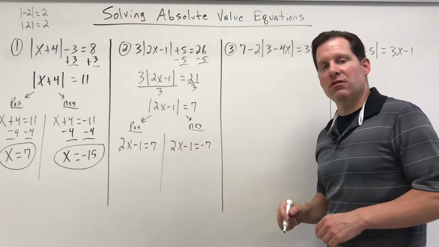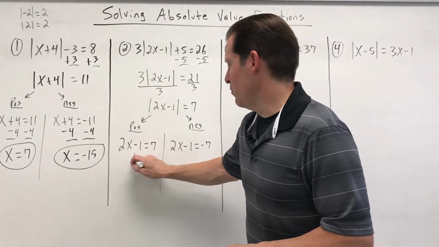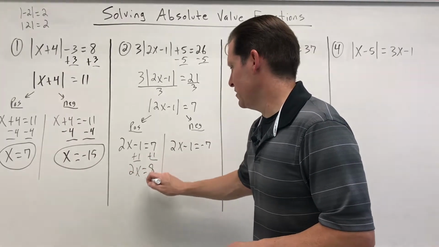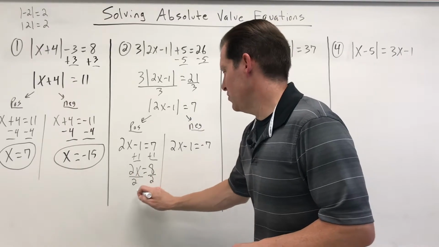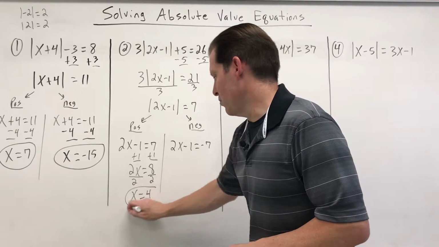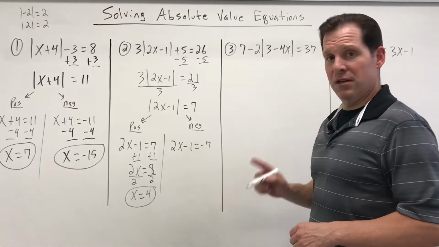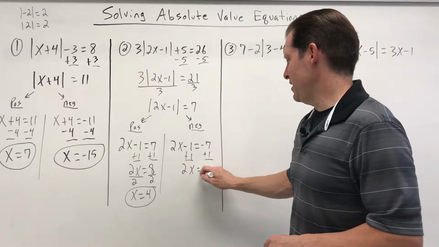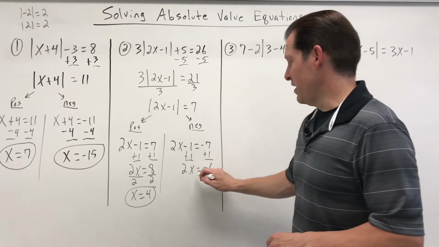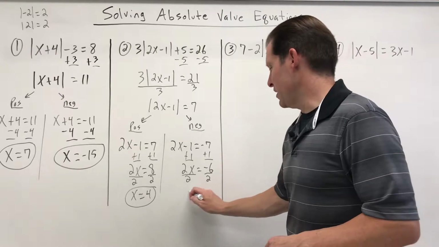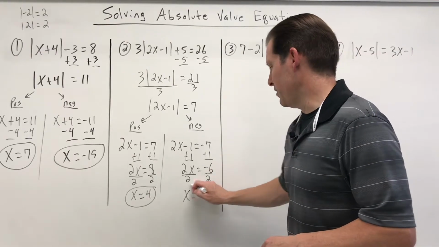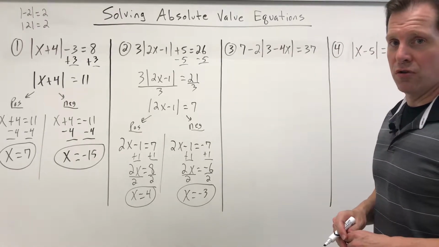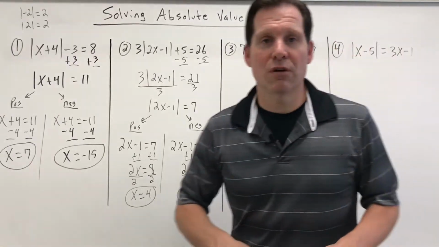And now, of course, you're just going to solve these 2. So I'm going to go ahead and add 1. So you get 2x is equal to 8. Divide by 2, so x is equal to 4. And over here, same thing, I'm going to add 1. So I get 2x is equal to -6. Divide by 2. So I get x is equal to -3. And if you went ahead and plugged those in there, you would see that both of those are solutions, that they do work.